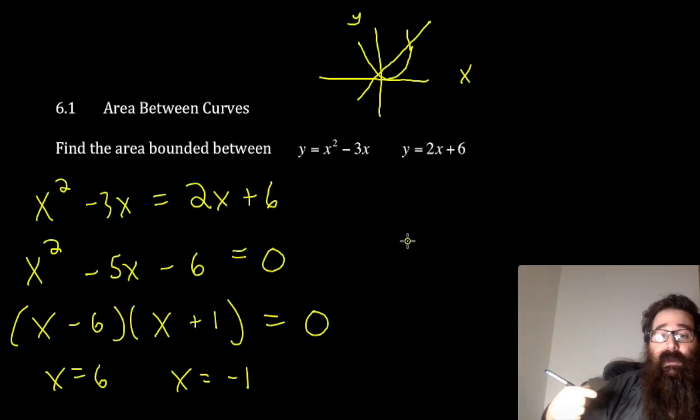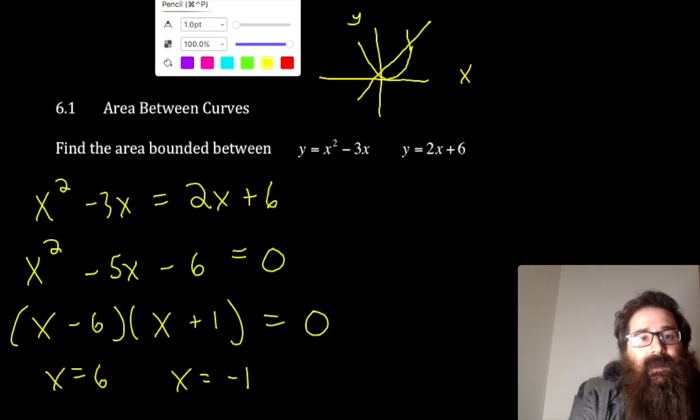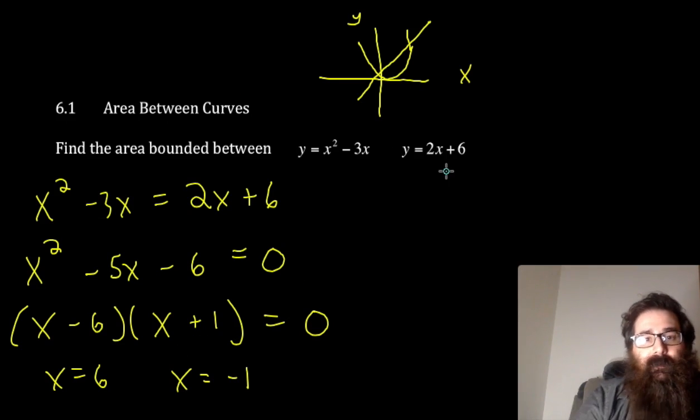Because if you remember from the lecture video that you watched, we want to be integrating to find the area, but we want the upper function minus the lower function. So which is the upper function? Well, if we look at the rough sketch we have here, I think it tells the story. But another way to think about this is we could pick a test value.